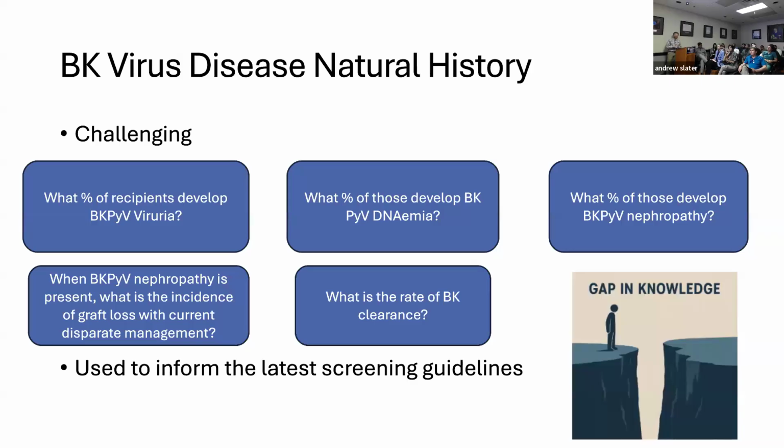What percent of recipients develop BK polyomavirus viruria? Of those, what percent get DNAemia? What percent of those develop BK virus nephropathy in the modern era? When nephropathy is present, what is the incidence of graft loss in the modern era with current disparate management among transplant centers? What is the rate of BK clearance with disparate management among transplant centers?